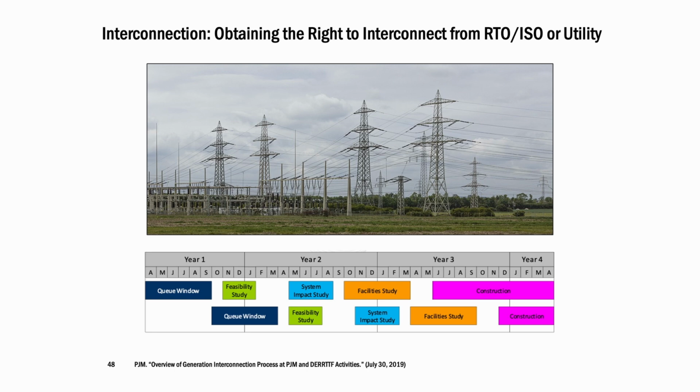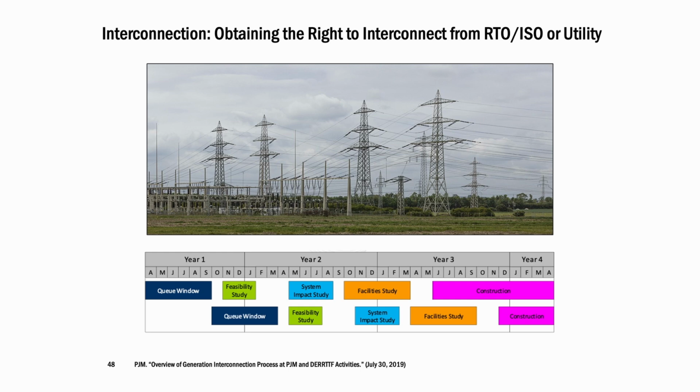Another type of permit that projects need to get is an interconnection agreement. You have to get permission from the grid operator to interconnect into the grid by applying for this interconnection agreement. The grid operator manages this interconnection process, the so-called interconnection queue. So that would be the RTO or ISO if the region has one, or if not, it would be the utility.